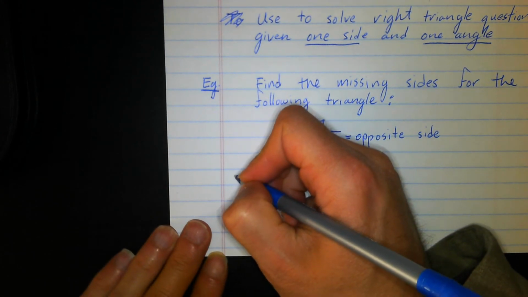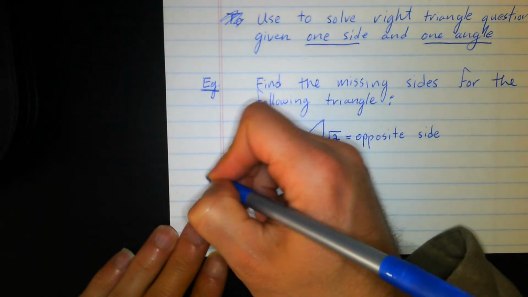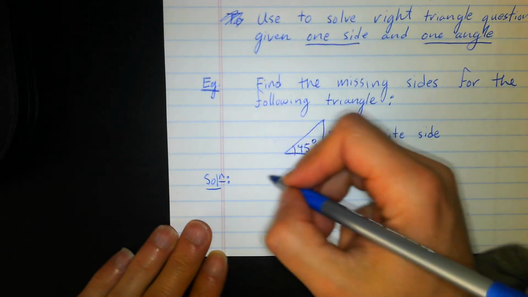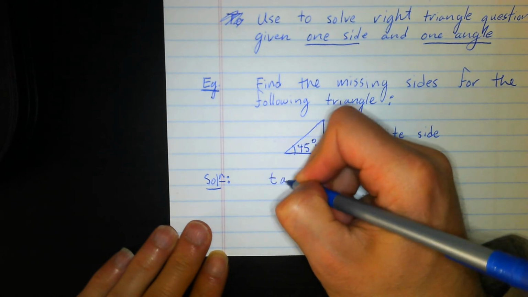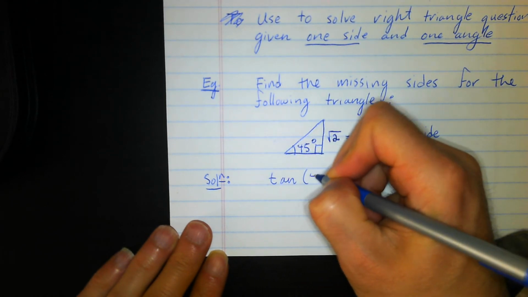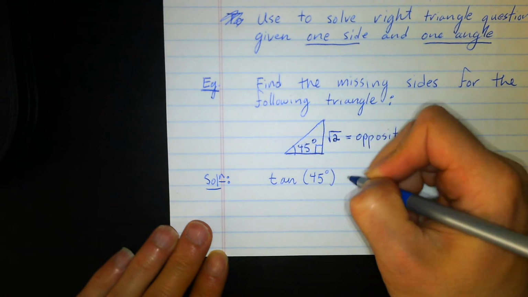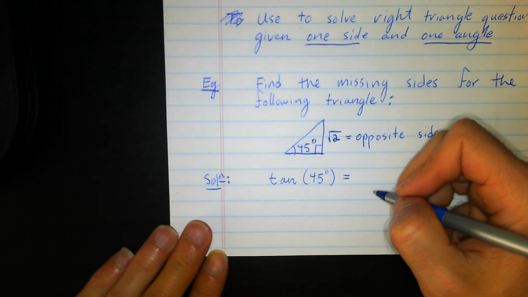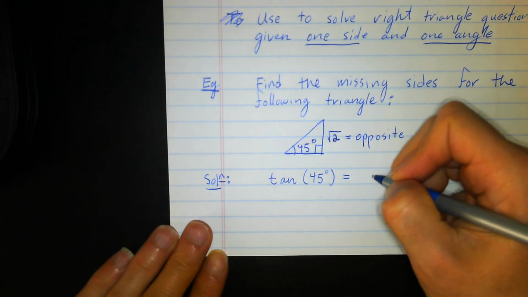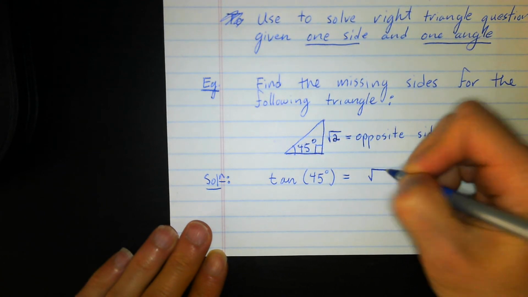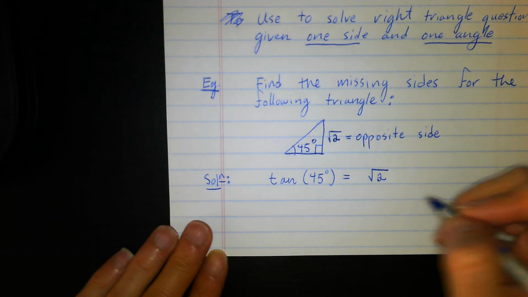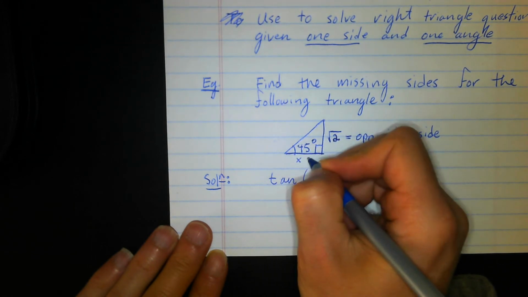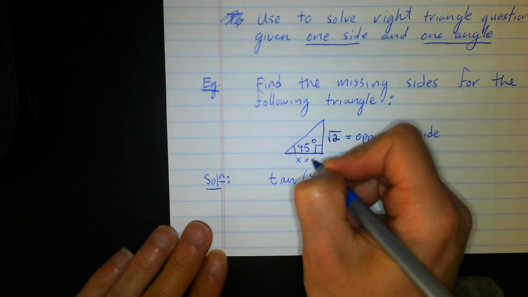So for tan of theta, I know that tan of 45 degrees is equal to the opposite side divided by the adjacent side. But here I know the opposite side is the square root of 2. And this is our adjacent side, let's call this x.